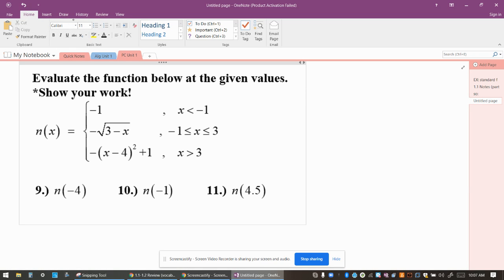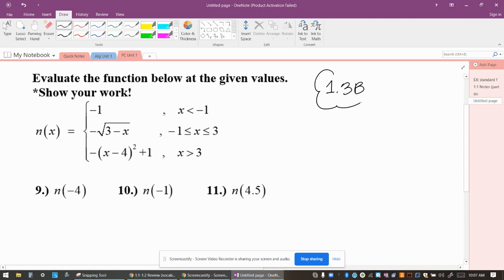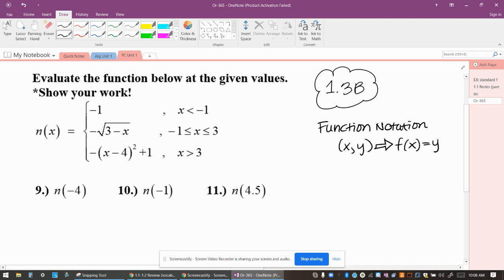Right, this is a question, or a few questions, 3 questions from 1.3 Practice B. You will be required on your next test to evaluate a function at a specific value. The important thing to remember is that we've been working with function notation. In function notation, an ordered pair, instead of looking like x comma y, looks like this: f of x equals y.